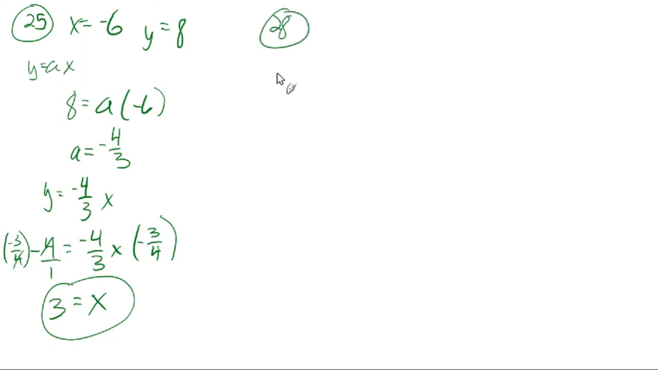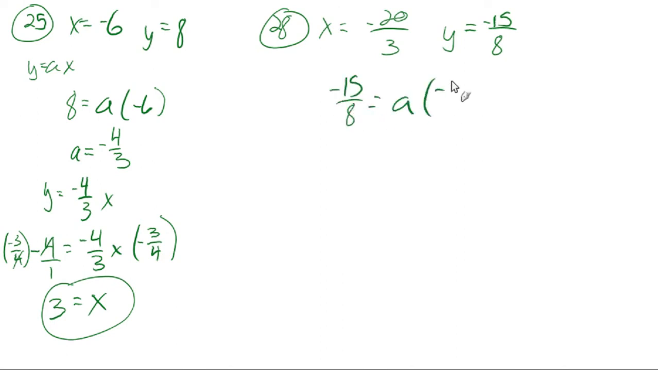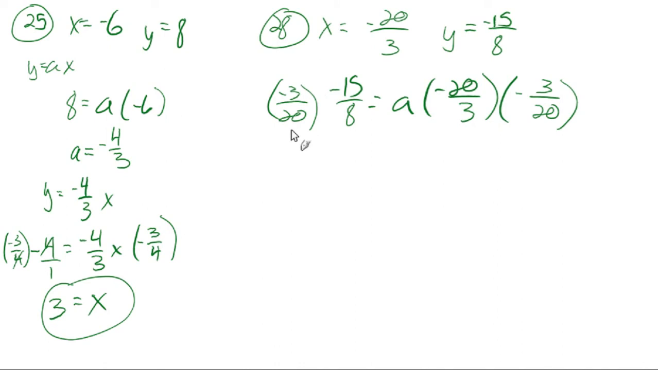28. X equals negative 20 over 3, and y equals negative 15 over 8. So negative 15 over 8 is equal to some number times x. We're about to find what that some number is. We'll multiply by negative 3 over 20. Okay, we can simplify this a little bit. This will be a 5, this will be a 3, and this will be a 4. So negative 3 times 3 is negative 9.